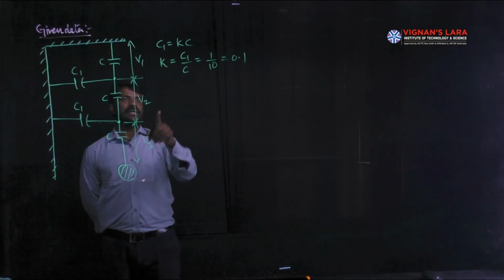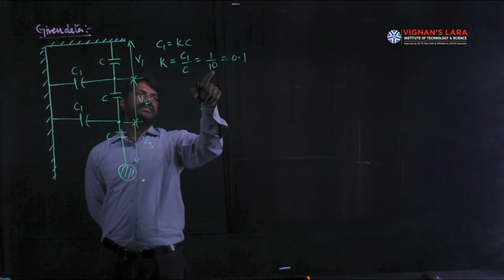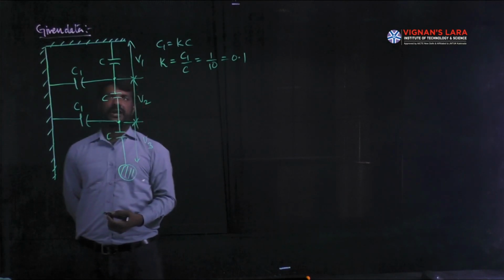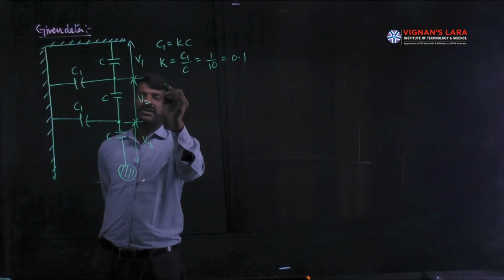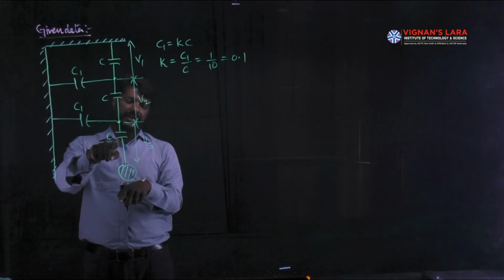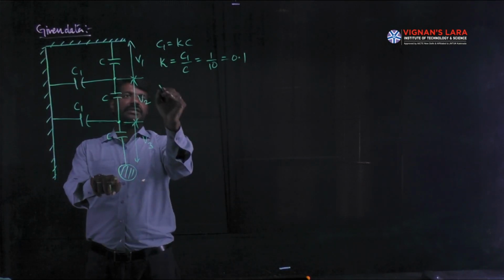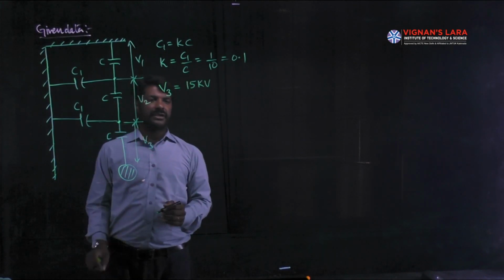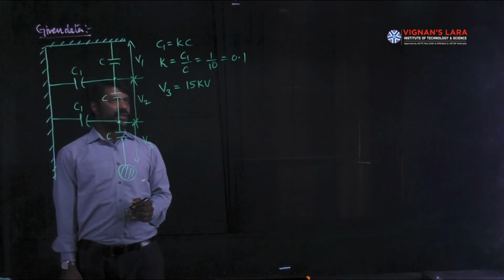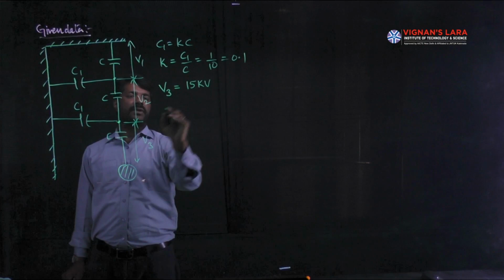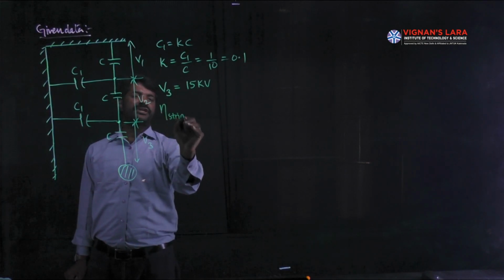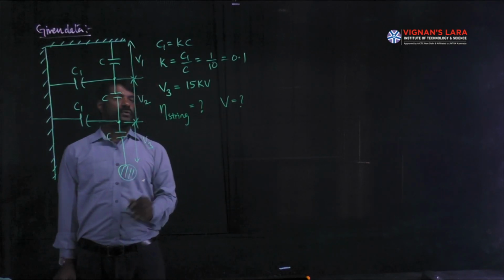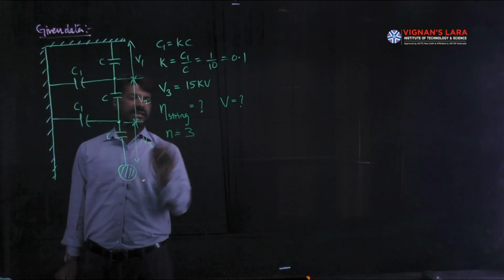The value is 0.1 in the problem. The ratio was given as self capacitance to stray capacitance of 10, and since it is reciprocal, 1 by 10, therefore K is equal to 0.1. The safe working voltage means the maximum working voltage occurs at the line unit, that is V3 was given as 15 kV. So V3 is equal to 15 kV and K is equal to 0.1. They are asking us to calculate the string efficiency, and also the entire operating voltage V, with N, the number of units, as 3. This is the formula.